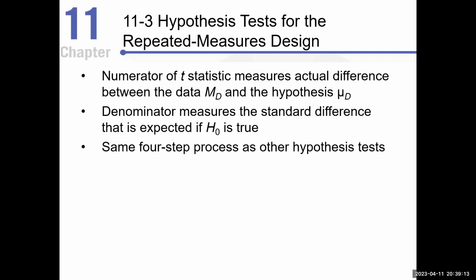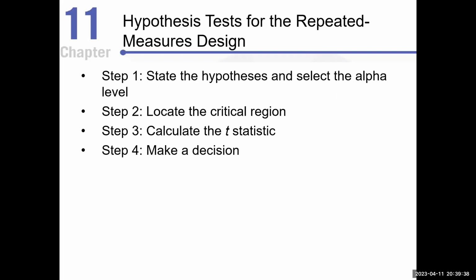We're going to be using the same 4-step process as the hypothesis test that we've used since we began, the z-score, the z-test, okay? So we're going to walk through those 4 steps: state the hypothesis, select the alpha level, locate your critical region, calculate the t statistic. And then in the last one, you're going to make your decision. Okay, so we'll walk through that with an example, and I'll show you how we do it.